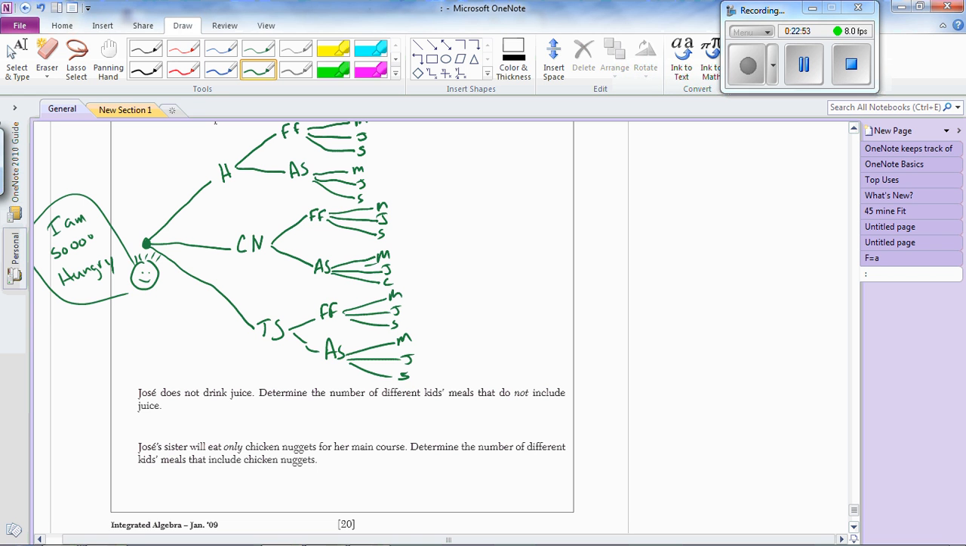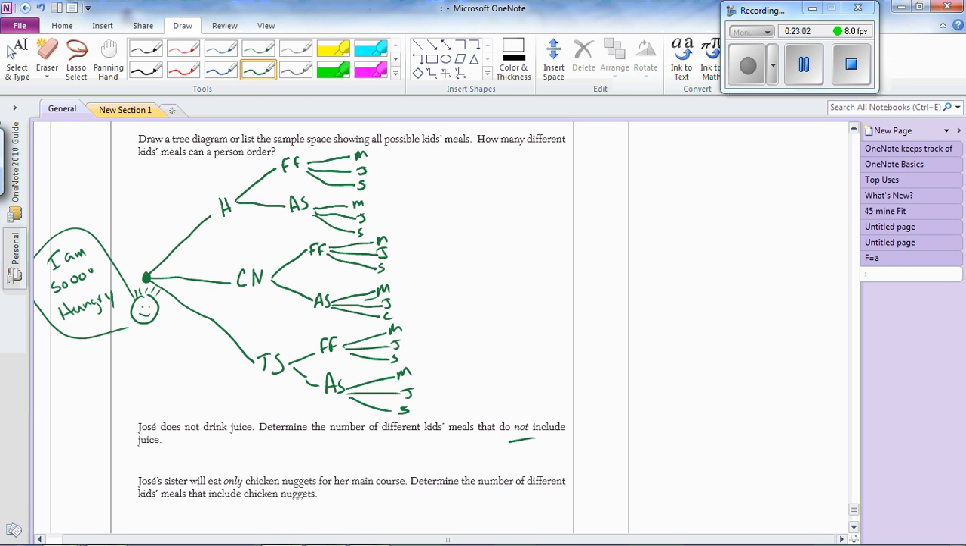Jose does not drink juice. Determine the number of different kids' meals that do not include a juice. So I just got to come up here. Now don't erase what you've done. Don't change anything you've done. You would change the whole color with a little black. This one doesn't have juice. This one doesn't have juice. No juice. No juice. No juice. 1, 2, 3, 4, 5, 6, 7, 8, 9, 10, 11, 12. 12 with no juice.